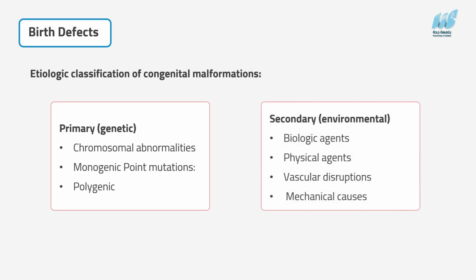There are many genetic causes of birth defects. It could be chromosomal abnormalities, either numerical or structural, monogenic point mutations, epigenetic regulation, imprinting defects, uniparental disomies, or triplet amplifications. There are also polygenic and secondary environmental causes. It could be a biological agent, physical agent, vascular disruptions, or mechanical causes.